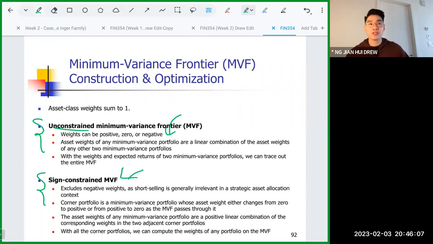So why do you not want short selling? Just now I already mentioned, why is short selling not favorable sometimes? So the question is, why is short selling not favorable? Yes, perfect. So you're taking leverage. Sometimes, yes, more risk, higher returns, but you're taking leverage, higher risk. So sometimes your client might restrict you. So it's a sign constraint kind of optimization where they don't want you to do a negative weight, or basically they don't want you to take leverage or do short selling. Okay.